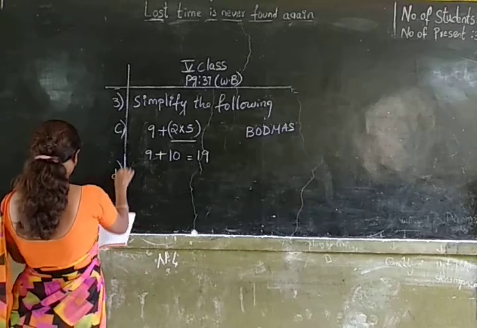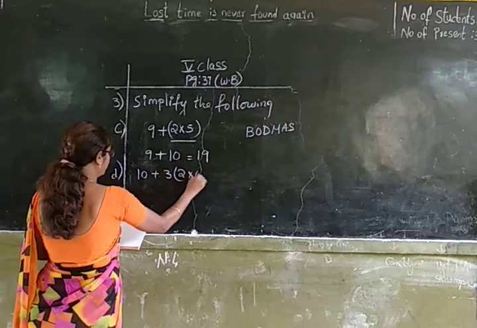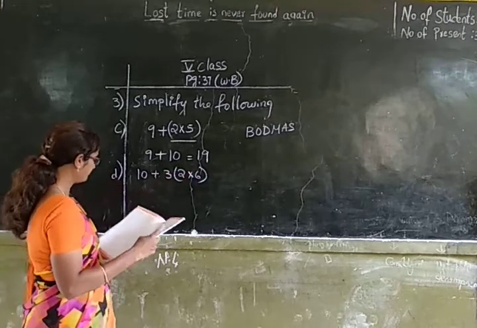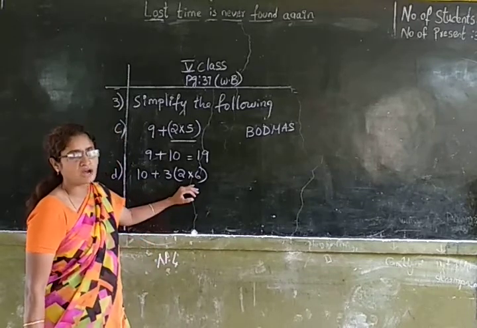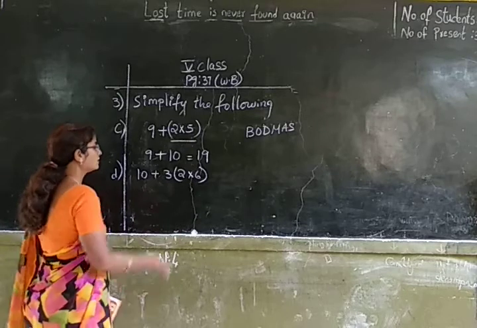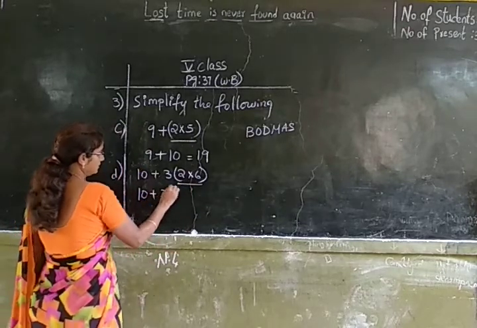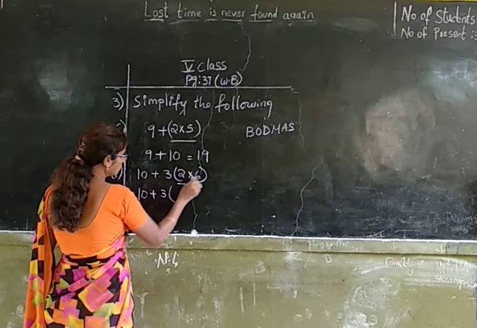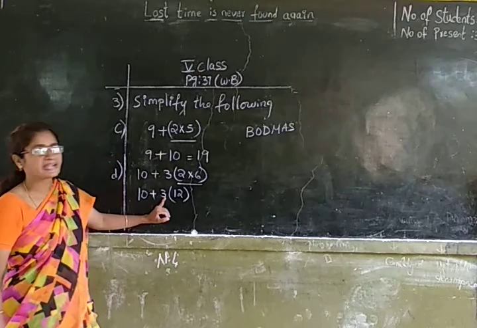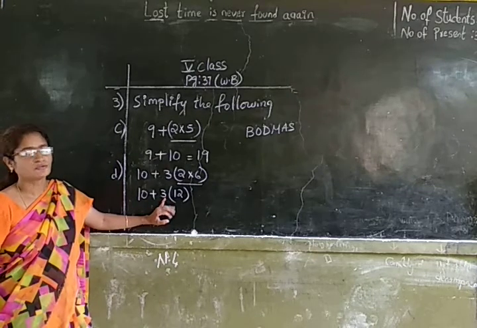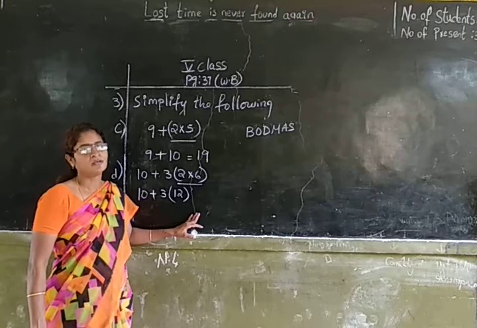Now let us do the D sum. Okay children. Here also terms inside the brackets are given. So you have to solve the terms inside the bracket. So let us solve the terms inside the bracket. 10 plus 3 into 2 6s are how much? 2 6s are 12. Here there is no symbol between the bracket and the number, which means you have to remove the brackets. When we have to remove the bracket, you have to do the operation multiplication.